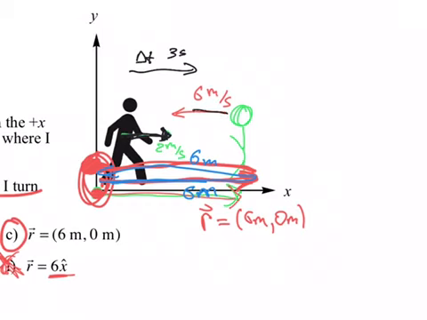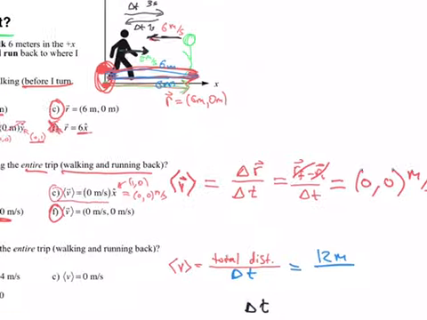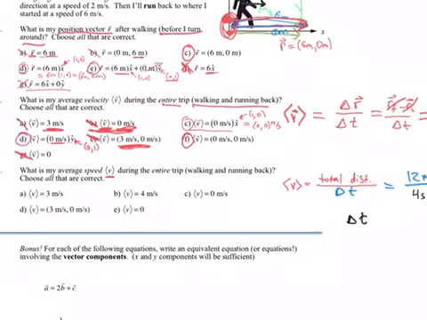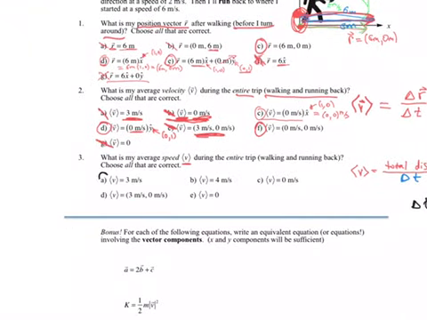And then when we go back, it's 6 meters per second. And so that means the trip back is going to have a delta t of 1 second. So that's going to be 4 seconds of traveling. So we get 4 seconds down here, and that gives us 3 meters per second. And so over here, we find 3 meters per second.